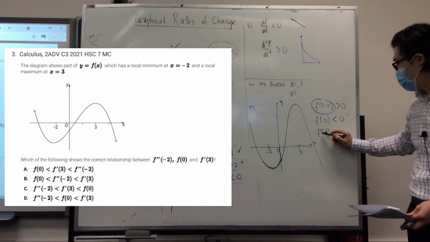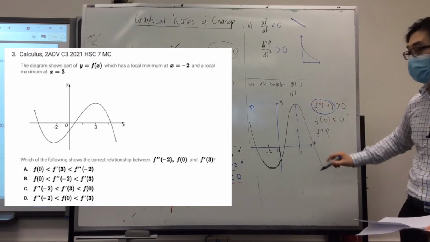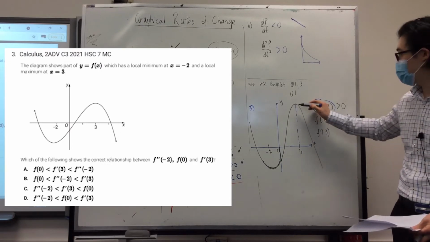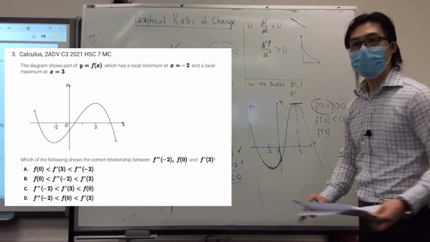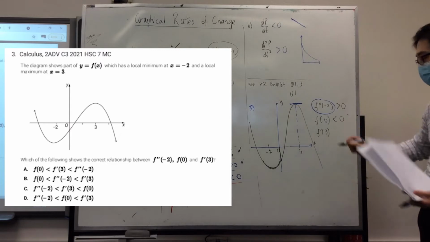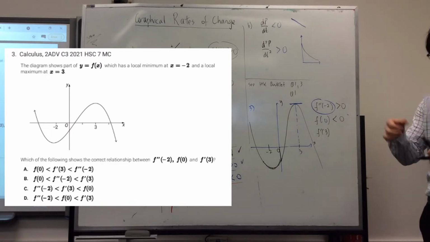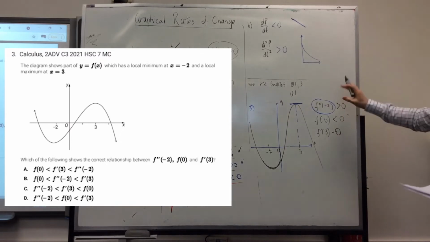Now, f dash 3, so that means the tangent at that point because it's just one dash. What do you see? You agree? It's a stationary point? So what can I say about that? What sign can I give it? Equal to 0. That's right. So we now got these facts.